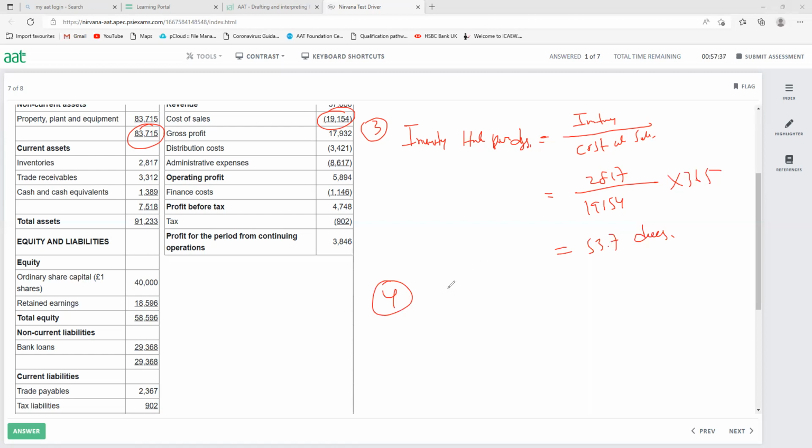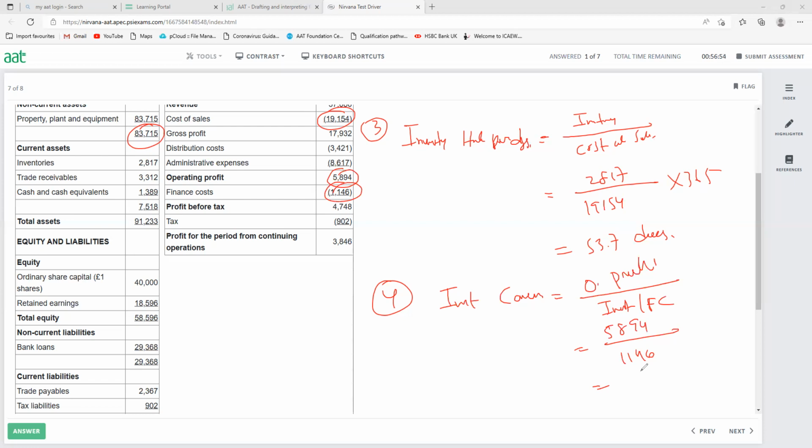And finally, we have interest cover. So how much profit we have to pay the interest? How many times we can pay the interest based on the profit we have? So it's operating profit divided by interest or finance cost, whatever you call it. So you can see we have operating profit, that is 5894, and our interest, that is finance cost, is 1146. So I want to see, based on the profit we have, how many times I can pay off the interest.